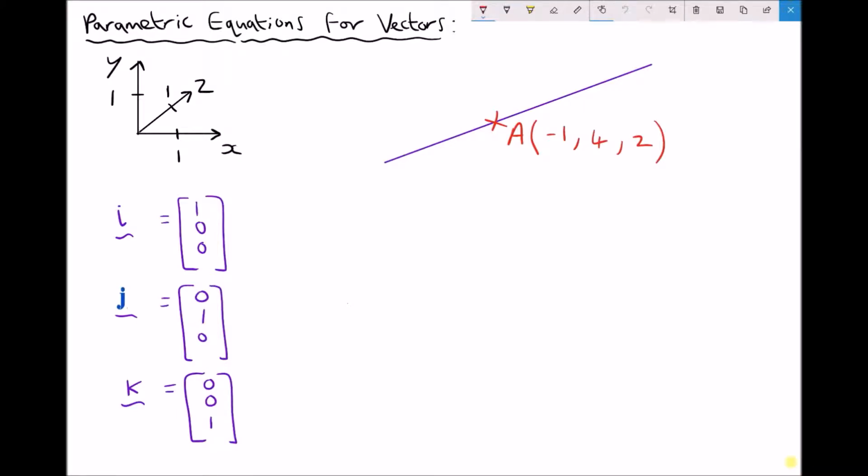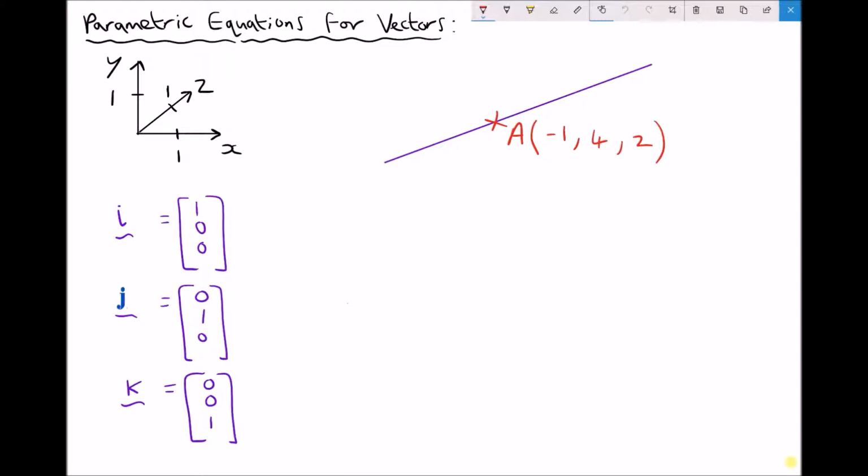In this video, we're going to look at parametric equations for vectors, and we're going to see how they can be used to determine the coordinates of a point that sits on a line. Just before we do that, I just want to introduce our three unit vectors, i, j, and k. Essentially, all a unit vector is a vector that has a magnitude of 1 in a given direction.